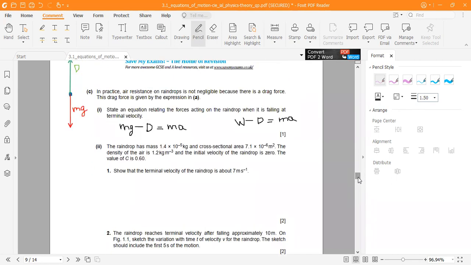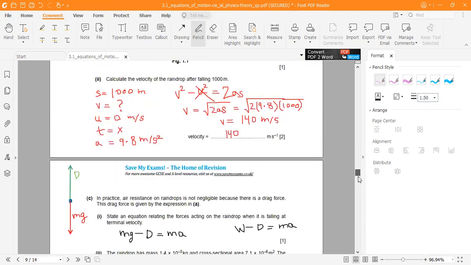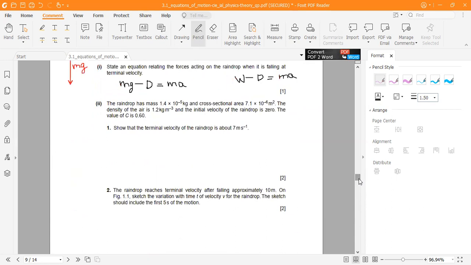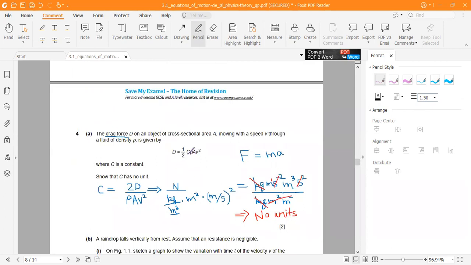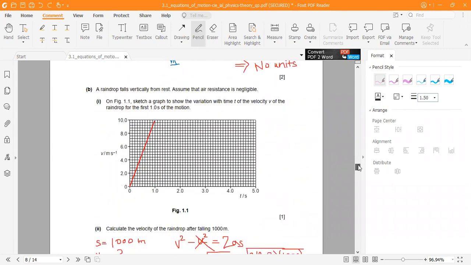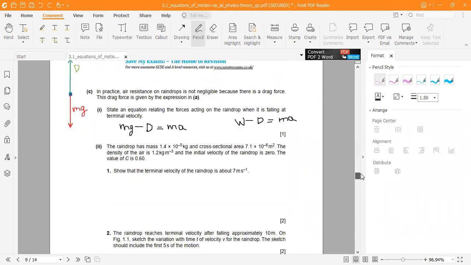The raindrop has a mass of 1 point... They have given the mass of the raindrop. They have given the cross-sectional area of the raindrop. They have given the density of the air, and the initial velocity of the raindrop is 0. Show that the value of C is 0.6. So what we need to do first is, they are asking us to find this constant C. How will we do that? For that, we need to find the drag force first, right?